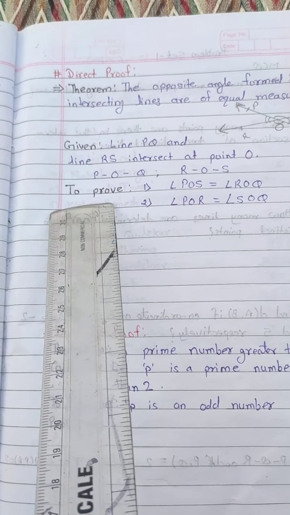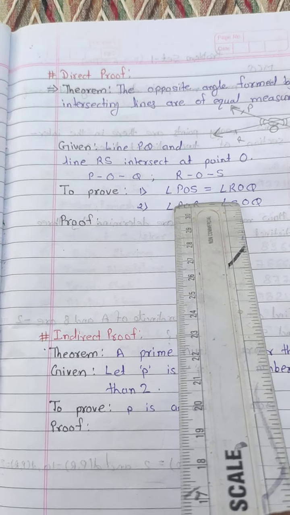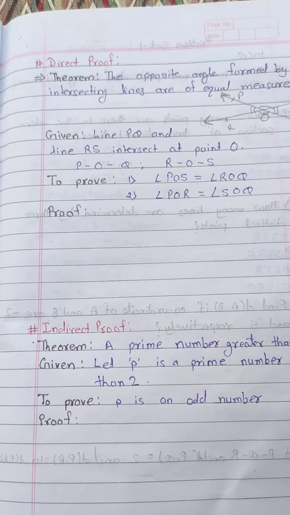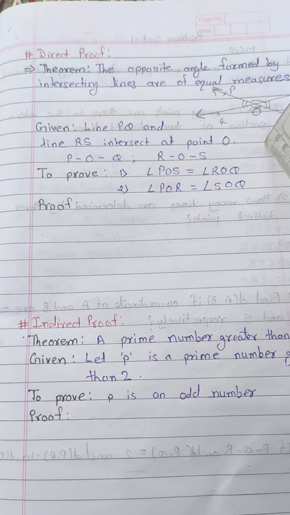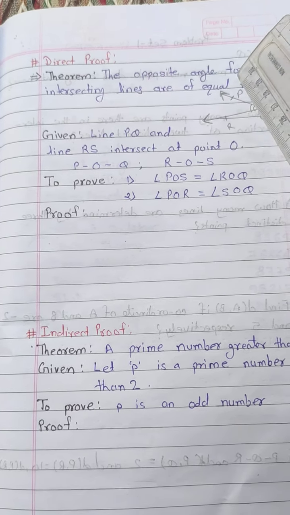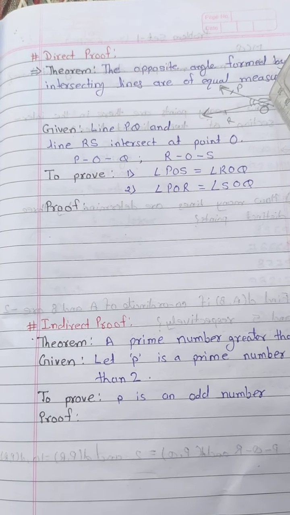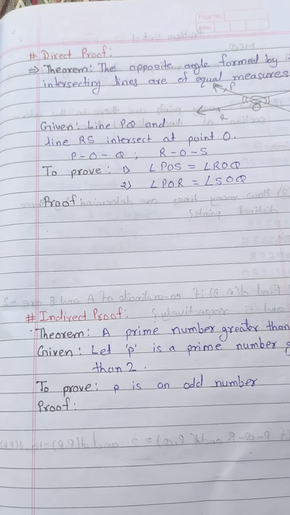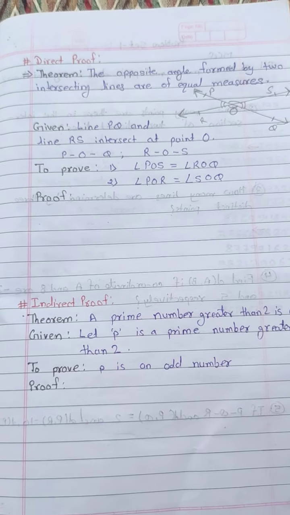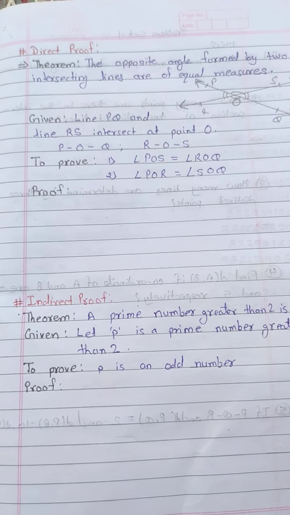To prove, what we have to prove? Angle POS is equal to angle ROQ, opposite angles. And second, angle POR is equal to angle SOQ, the angles which are having opposite mouths, that are the opposite angles. Now we start the proof of this theorem. Let's see.